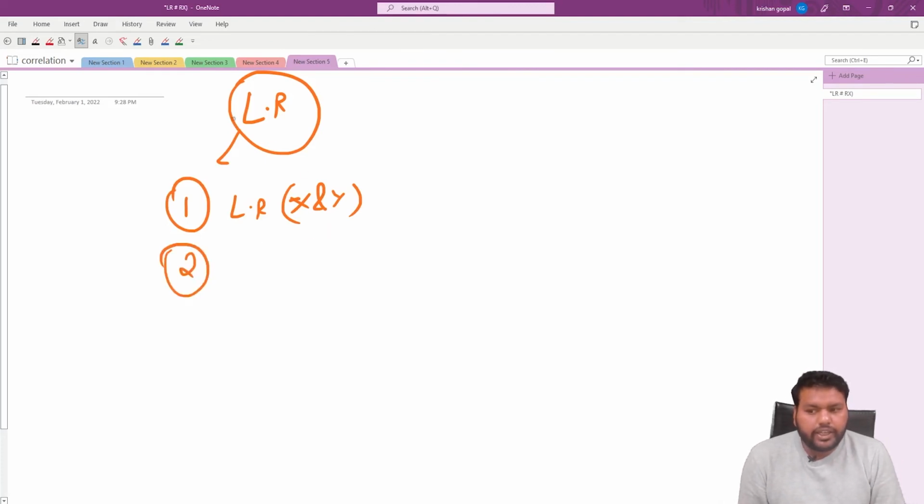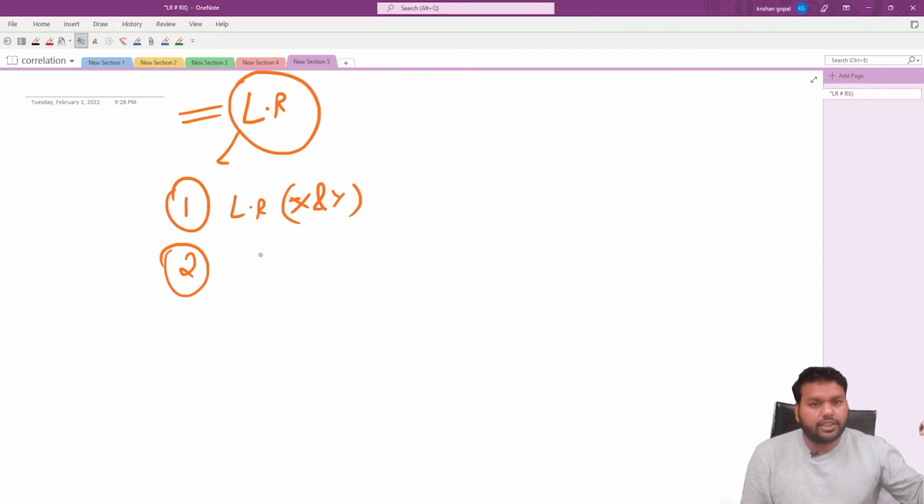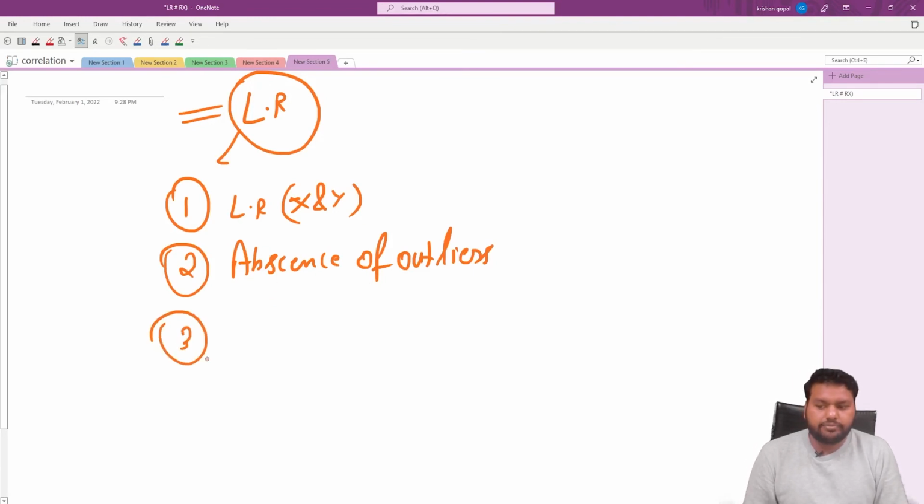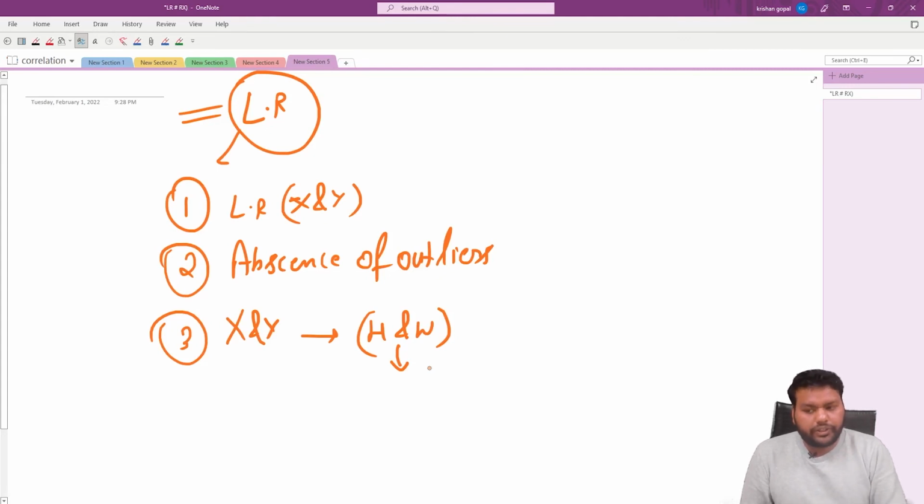Okay, since it measures the linear relationship, there should be an absence of outliers, because if outliers are present, they can skew my result. So I do not want any outlier present when I'm measuring the correlation. Absence of outliers is your second assumption. Now the third: when we measure the correlation coefficient, the two random variables, x and y, should be measured on a continuous scale. That means I can find the correlation between height and weight, because both random variables come from a continuous scale.